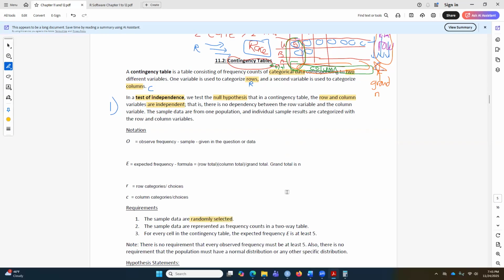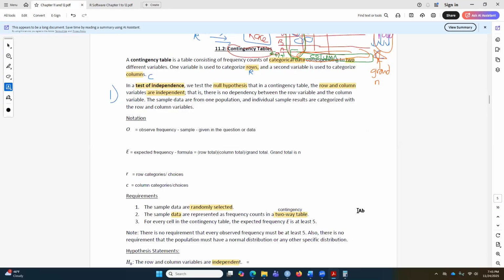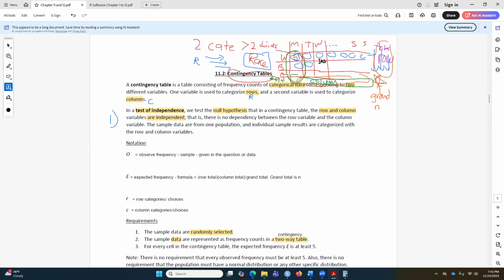Requirements, again, SRS is the first requirement. Make sure that your data can be represented as a two-way table. What is a two-way table? A two-way table is a contingency table. Sometimes they use the word two-way, but a contingency table just means that your table has to be like this, where it has cells on it. It means your data is broken down into a table like this, not the table you learned in 11.1.